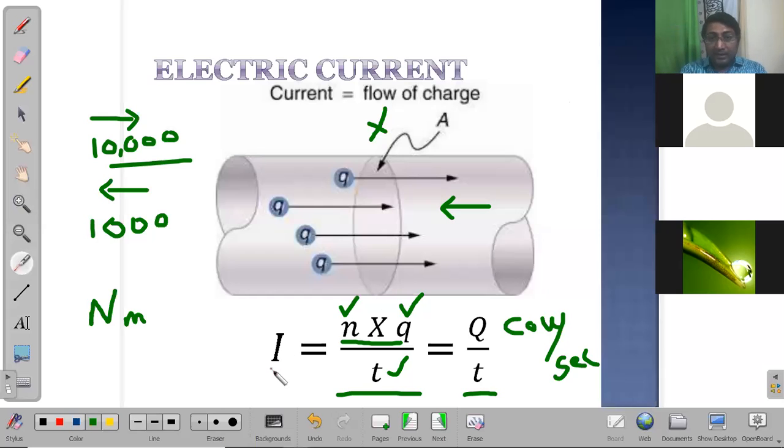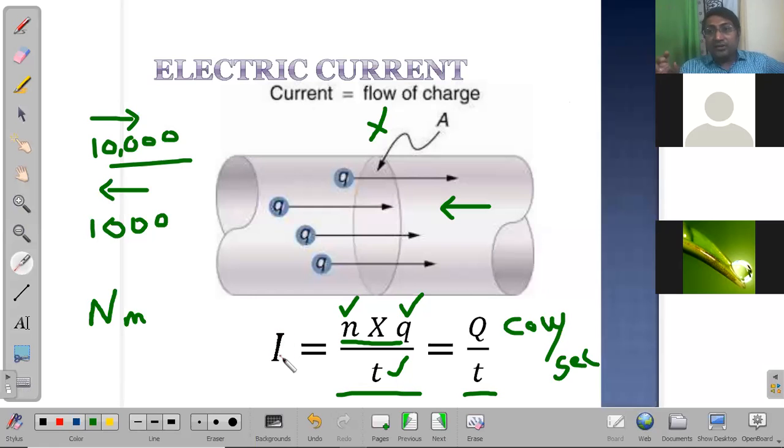The wire in which electrons are moving fast. Why? Because electric current is related to time period inversely. If electrons are moving fast, they are taking less time. So less time, more current. Reverse relation, guys. I and T are related reversely. If they are moving fast, they are taking less time. When they are taking less time, there is more current. If electrons are moving very, very slow, they are taking more time. When there is more time, electric current is less.